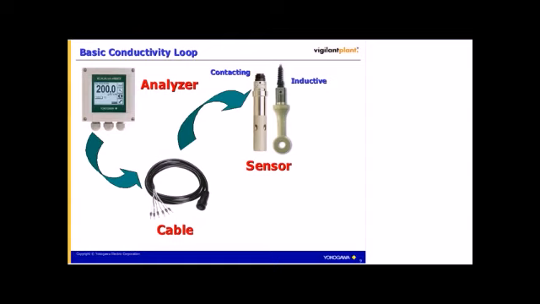Then a sensor, which is typically either a contacting or an inductive style, and we'll discuss the differences in a little more detail as we go on. And finally, we need some way to get the sensor online, such as a holder, like a flow-through version shown in the slide, or some other type of process connection. That's pretty straightforward, pretty simple.